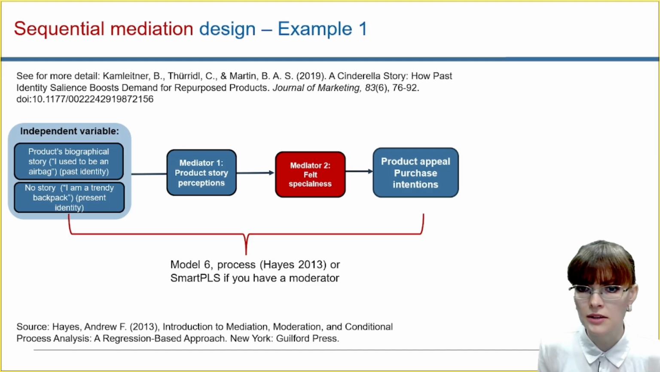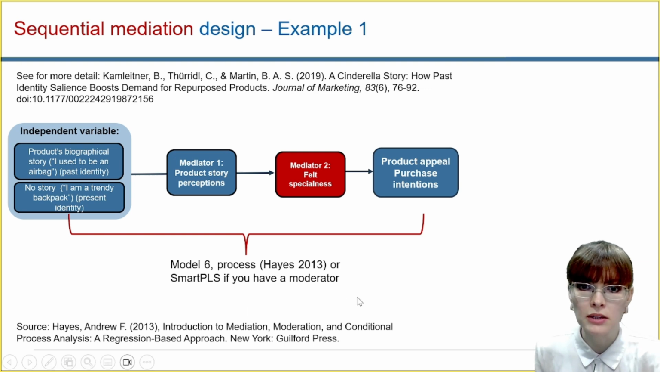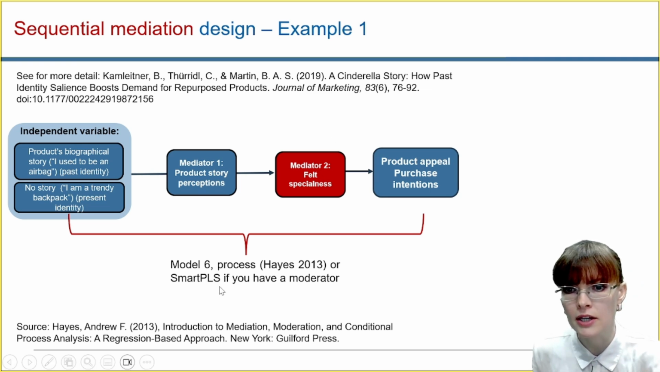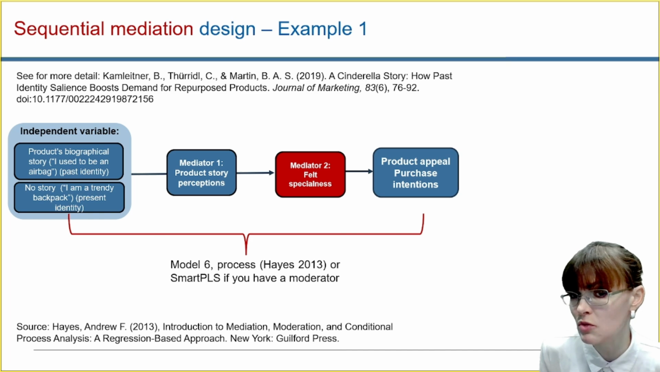How do you actually analyze such models statistically? If you're not familiar with this, you can use Model 6 from Process by Hayes, which is built on SPSS, or you can use SmartPLS if you have a moderator anywhere here. If you're not sure what a moderator is, please watch my video on the moderator. It is available on this channel. And I also have here a link for you for the Process Hayes and the Introduction to Mediation, Moderation, and Conditional Process Analysis, which is a really good basic reading, or the start reading for you if you want to get your head deeper into quantitative data analysis of experimental data.